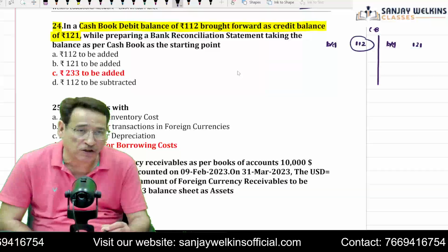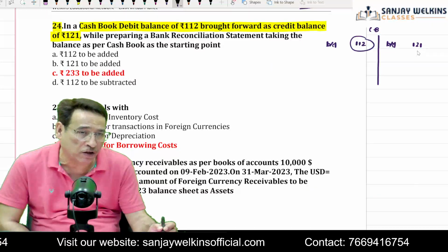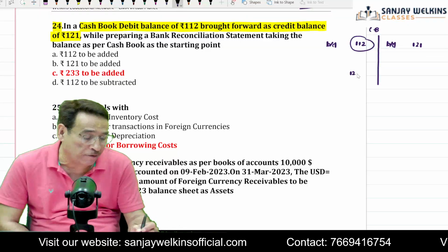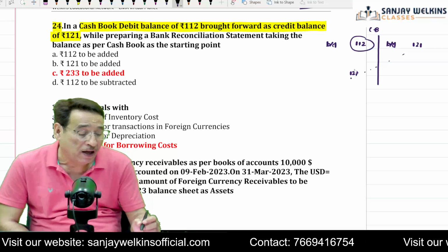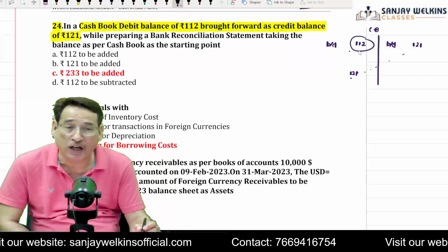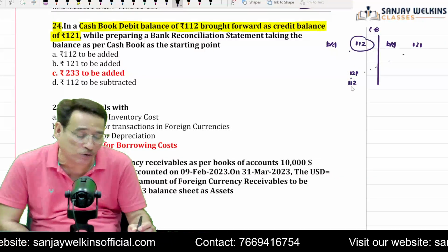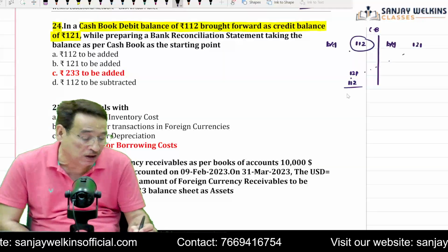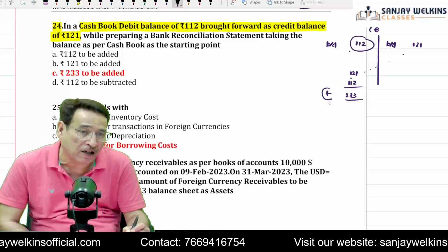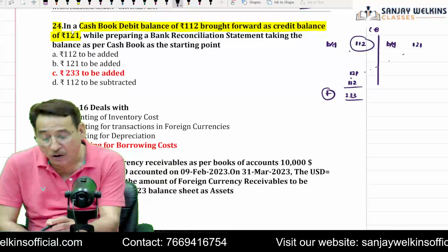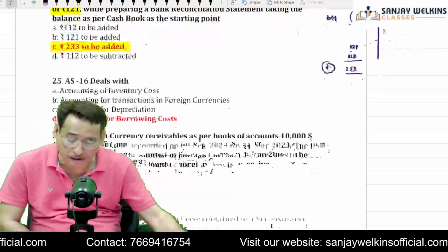This is another mistake. So first of all, in order to rectify this, because unnecessarily you have written on the credit side, you will have to write 121 on the debit side. And because you were supposed to write 112, which you haven't so far, now again on the debit side you will have to write 112. So indirectly, it means on the debit side I need to write 233. Anything which we write on the debit side indirectly means we will have to add it. So in this particular case, 233 will be added. Is it clear to you?